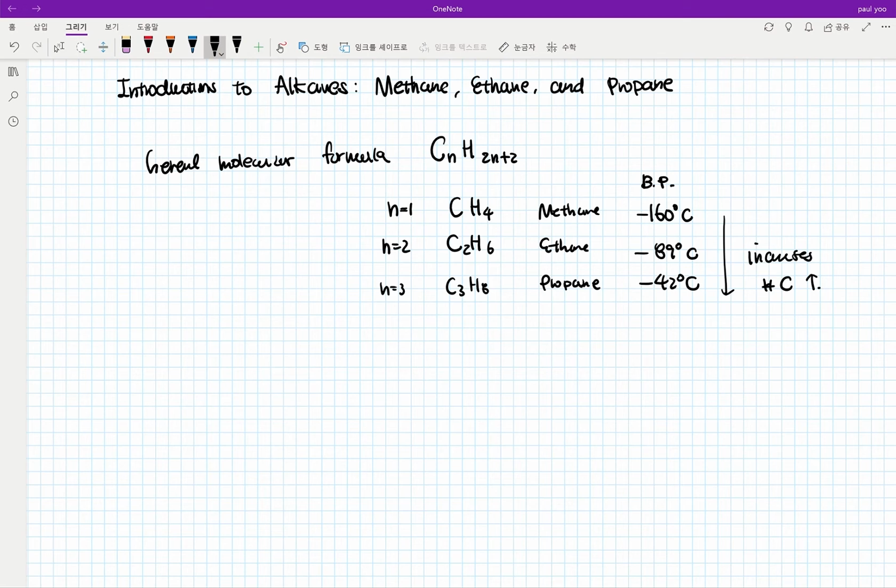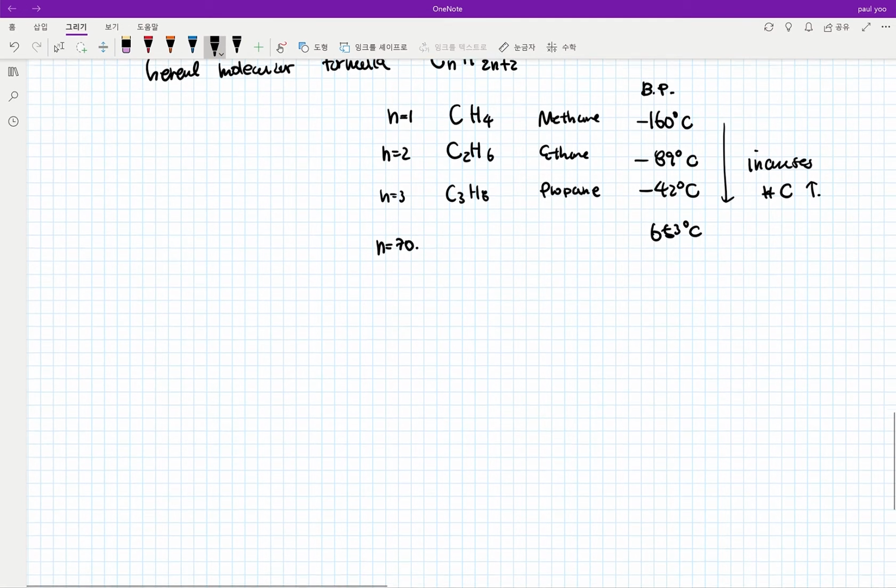For the bigger alkanes, like when n is equal to 70, it has the name heptacontane. It has a boiling point of 653 degrees Celsius.